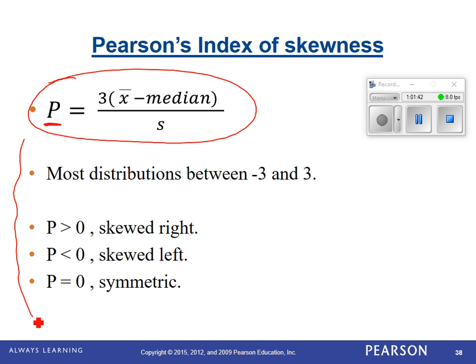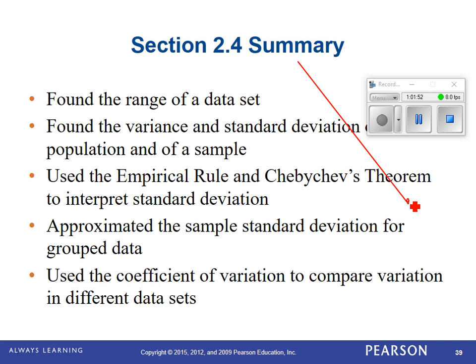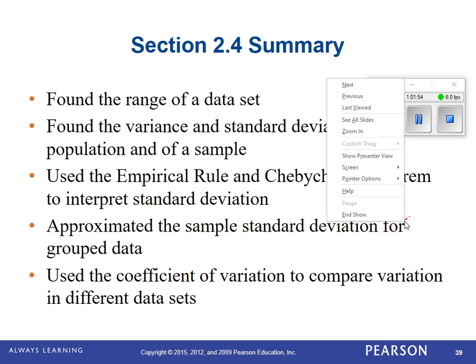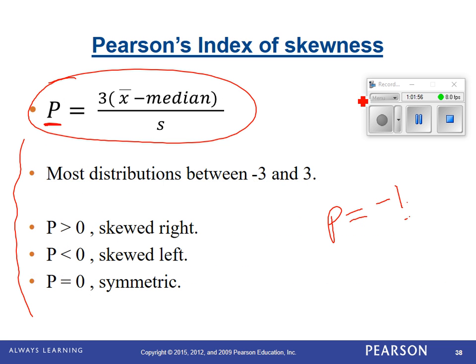So if you go through and you find Pearson's Index number and it comes up to be something like P is negative 1.8. Well, we look at this, and if the P is less than 0, then that tells us it's going to be skewed left. Remember, skewed left, and I'll draw little pictures here so that you can have it.